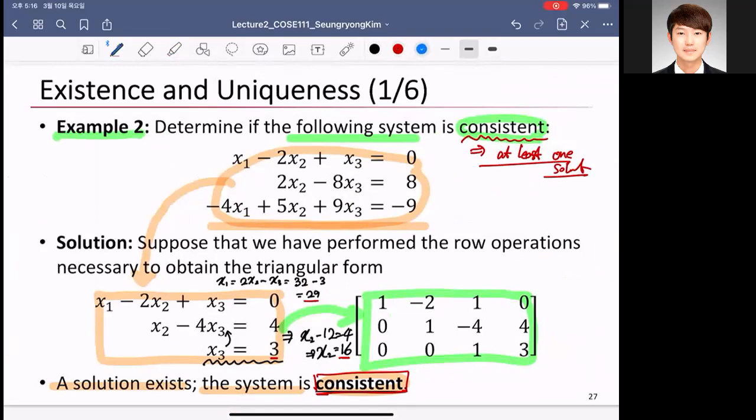The second question is, is the solution unique or not? In this case, unique or not? Unique. So we can say that this system is consistent and unique, right? Or the solution exists and the solution is unique, right? So this is the way to describe your own system.